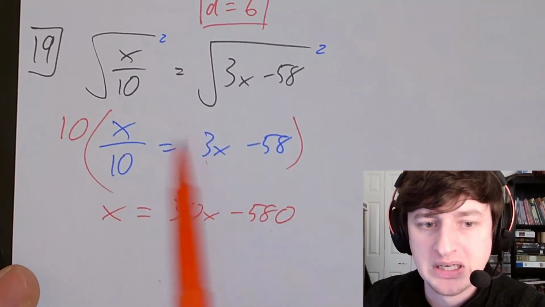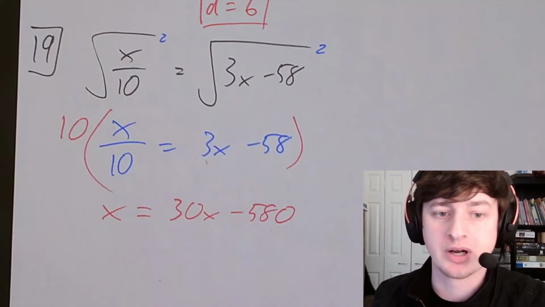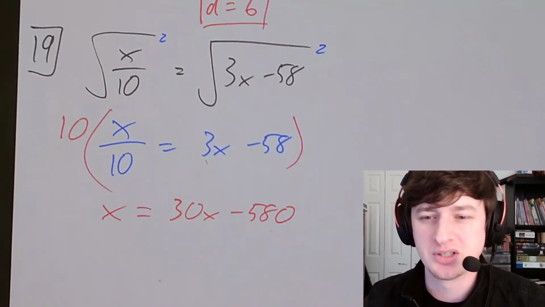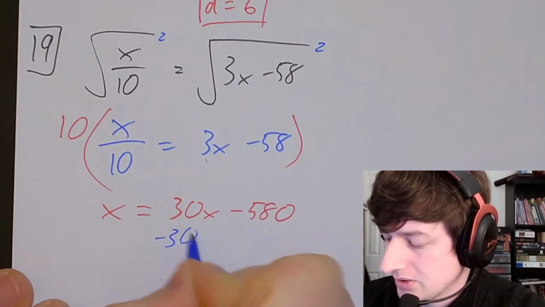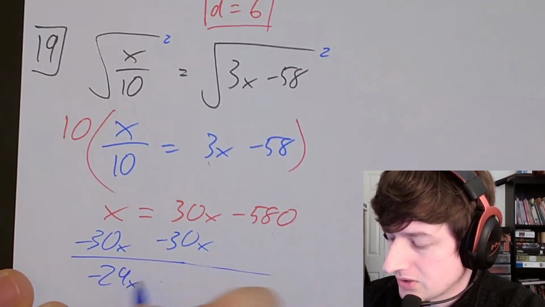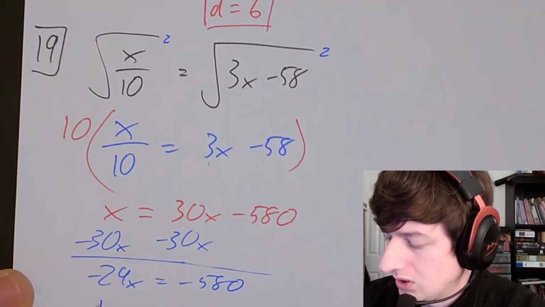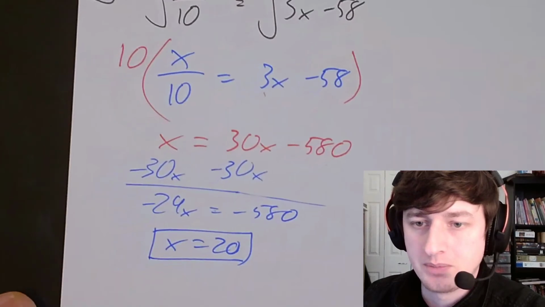Technically the same equation. We've just gotten rid of the fraction. And you could do that with any fraction. 10 is just easy because you just add zeros to the numbers. So then I'll subtract this over, negative 29x equals negative 580. x has to be 20. Okay.